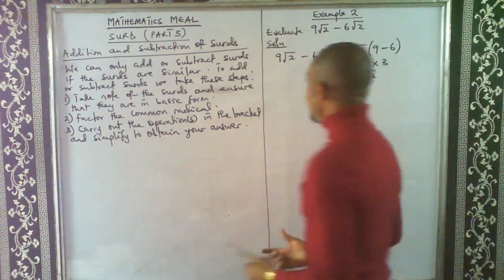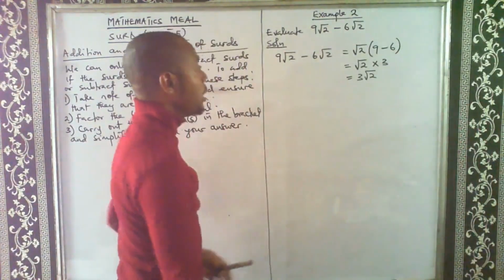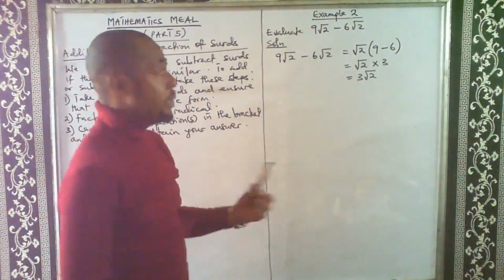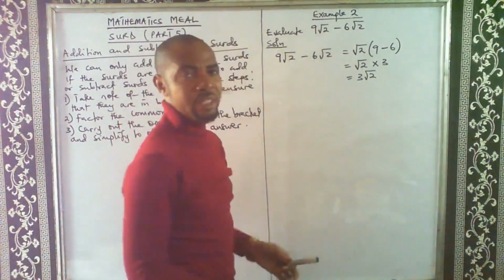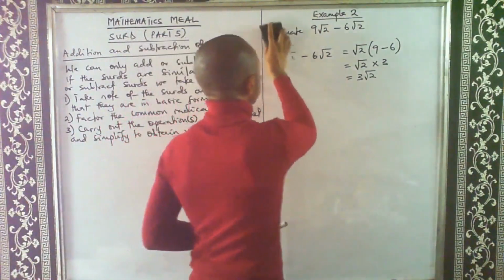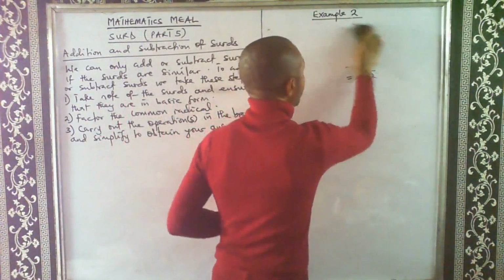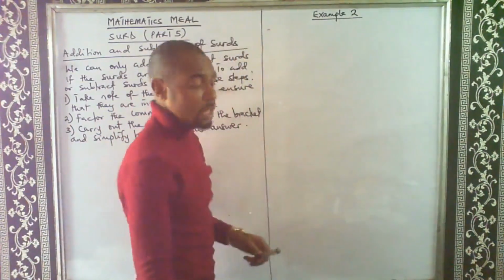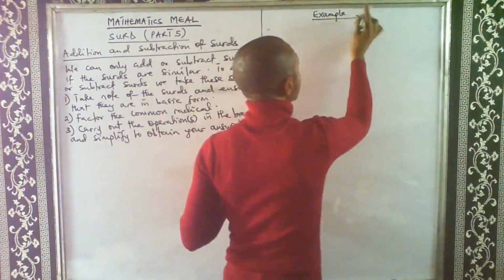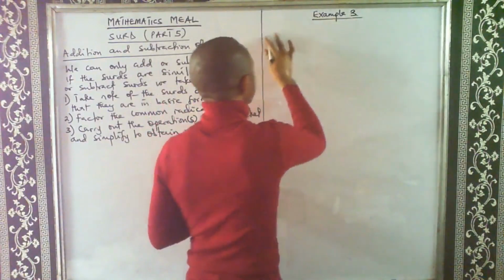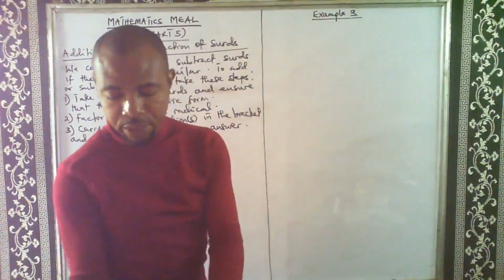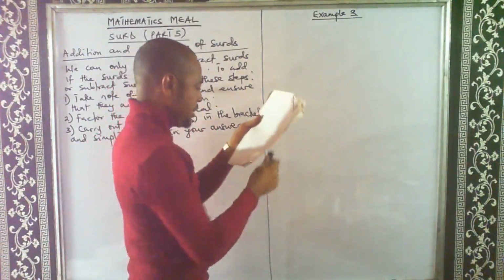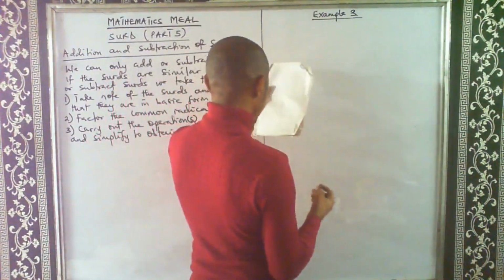I believe that we are enjoying the addition and subtraction of surds. It's just very simple, 3 simple steps. That's what will give us the answer we desire. Okay, we take another question, example 3. So let's pick example 3 and see what we are going to have.